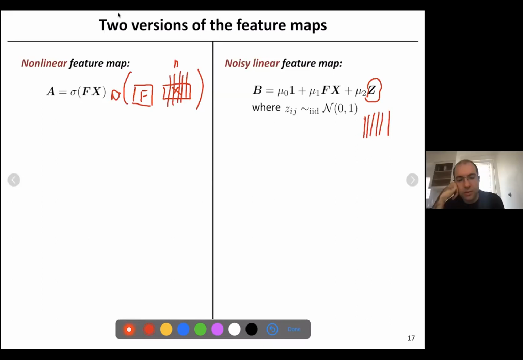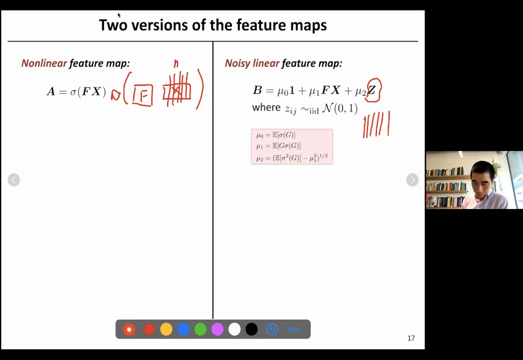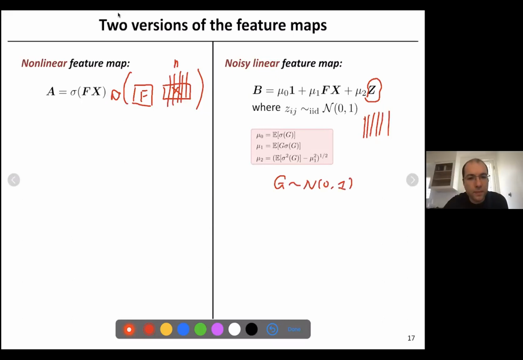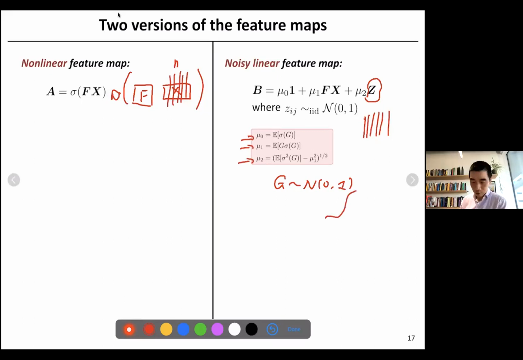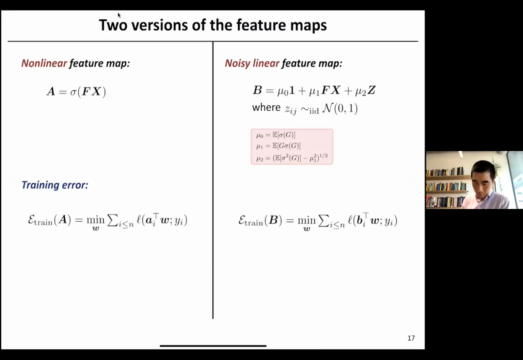Oh, that's really interesting. And just while you're on the slide, when you click, you have this G appearing. What is that G? G here is just a standard Gaussian. Oh, okay, that's what it is. And then mu0, mu1, mu2 are calculated in this way. So if you know sigma, for example, if sigma is tanh, then you can calculate the exact values of mu0 to mu2. I see. Okay. Oh, thank you. Sure.